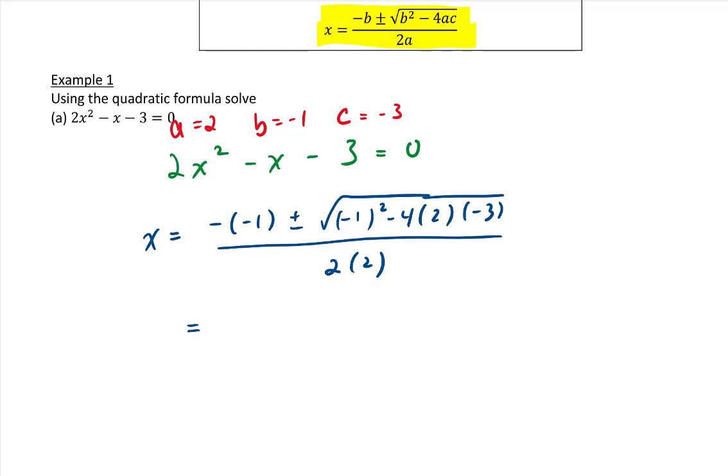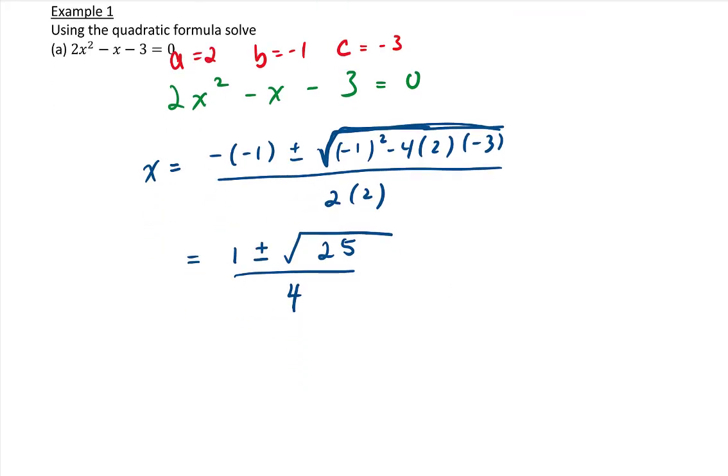Next, let's simplify. So the negative of negative 1 is 1. Then we get this plus and minus. And then we have negative 1 squared minus 4 times 2 times negative 3 gives us 1 plus 24, so the square root of 25, all over 4. Now with this one, we get 1 plus or minus the square root of 25, which is 5, all over 4. So that is what x equals.